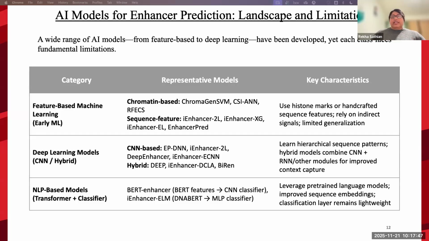sequence contexts. Second, we have deep learning models, which mostly use convolutional neural networks. They gained popularity as CNNs automatically learn hierarchical sequence patterns without manual feature engineering. Some hybrid methods also came, which combine CNN with other modules to capture long-range dependencies and rich context. And finally, we have NLP-inspired models that leverage transformers or pre-trained language models. These models benefit from contextual embeddings learned from large-scale DNA sequences, but their classification layers remain relatively lightweight, and training still depends on labeled datasets.